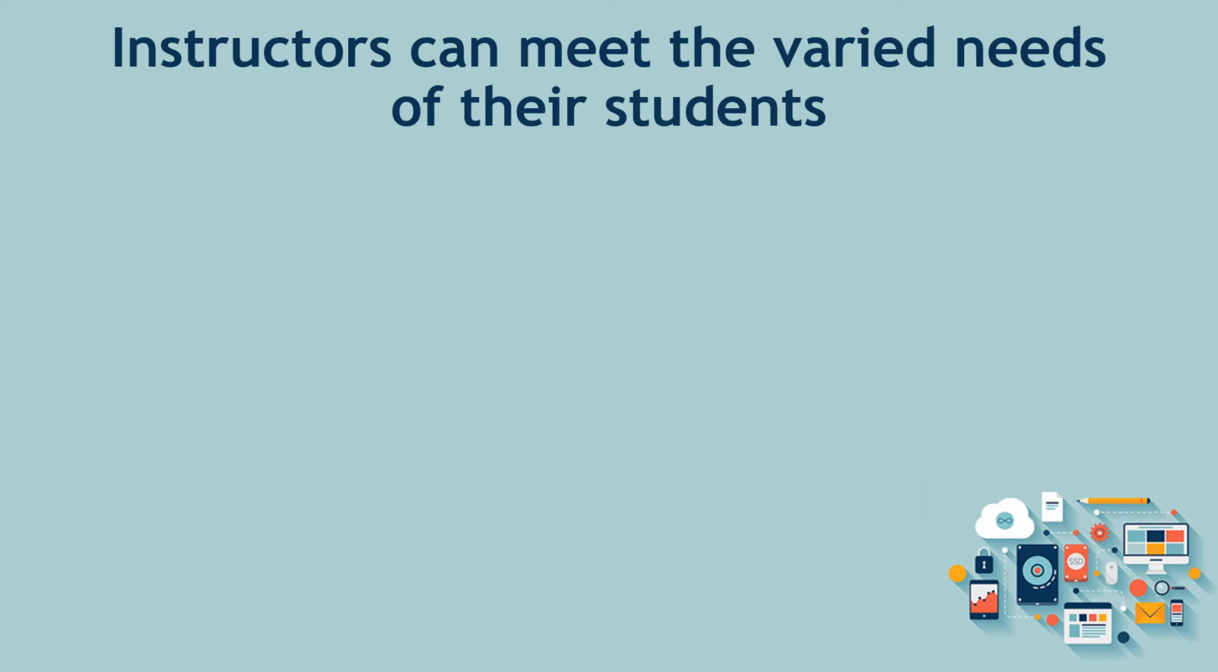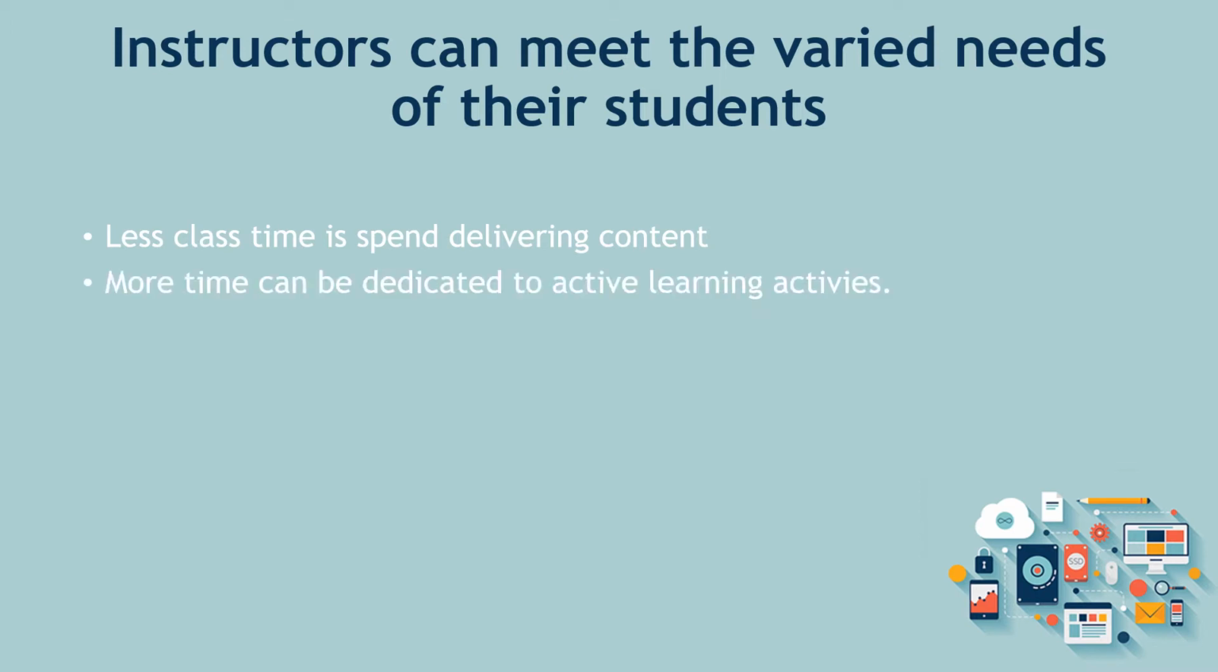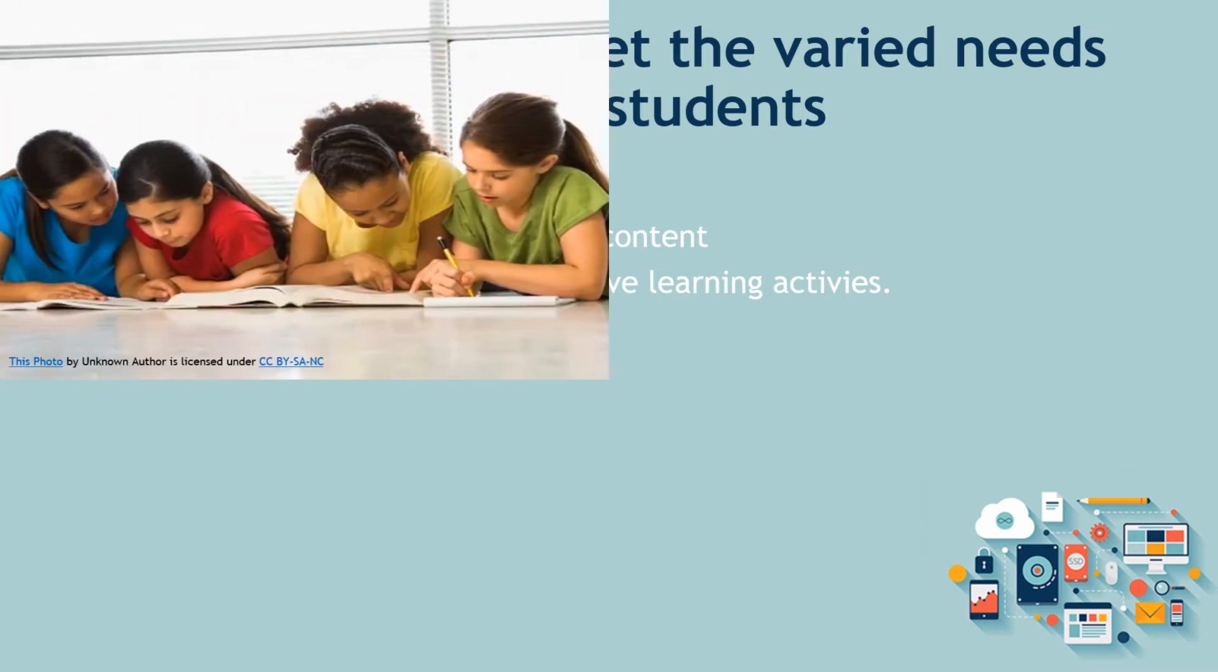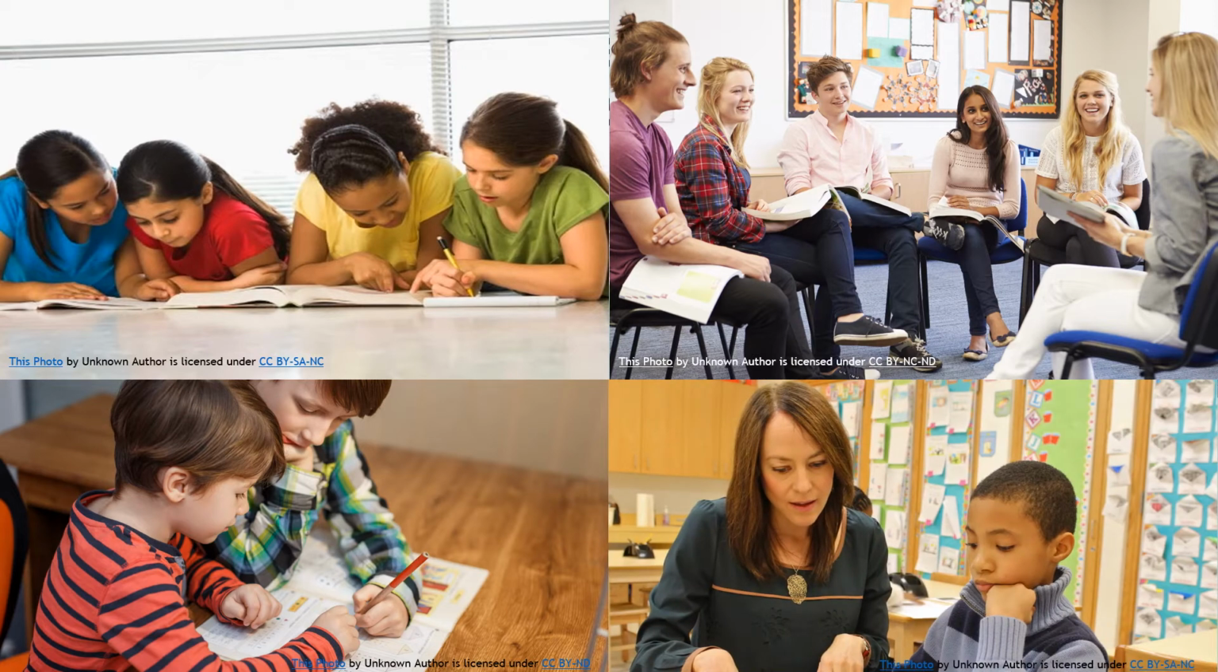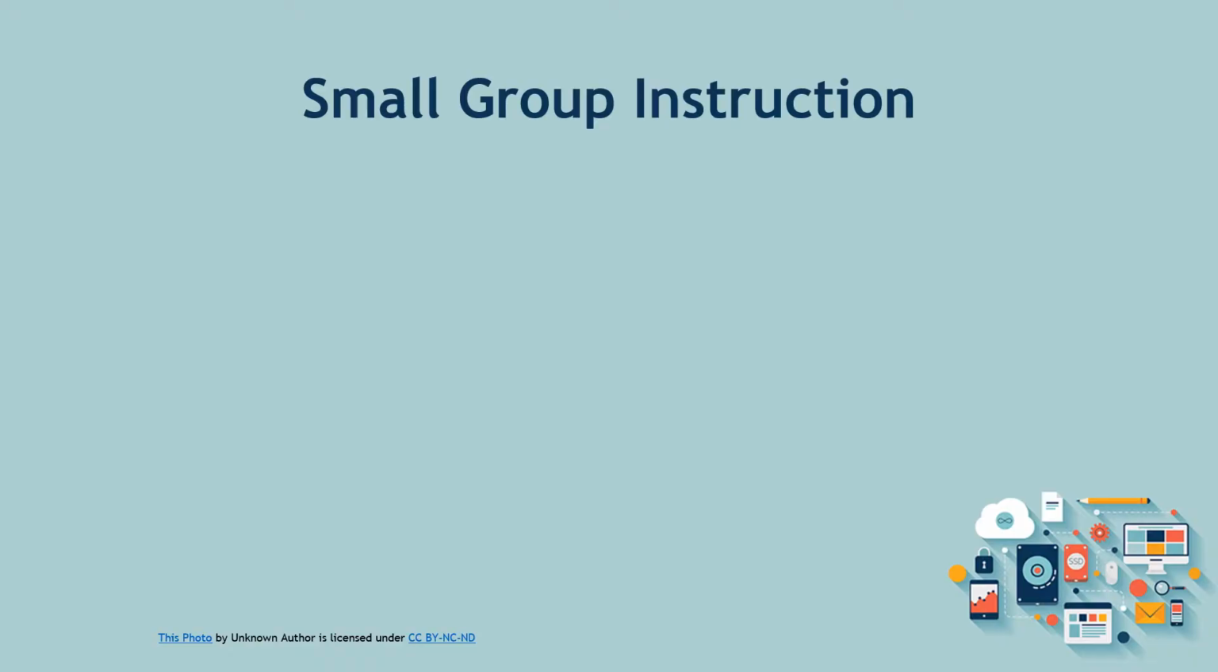One advantage of a flipped classroom is that instructors can meet the varied needs of their students through differentiation. Because less class time is spent delivering content and speaking at students, more time can be dedicated to active learning activities. For example, student group work, classroom discussions, problem solving, and one-on-one and small group instruction. Instructors have the opportunity to circulate around the room while students are working and meet with them on an individual or small group basis.